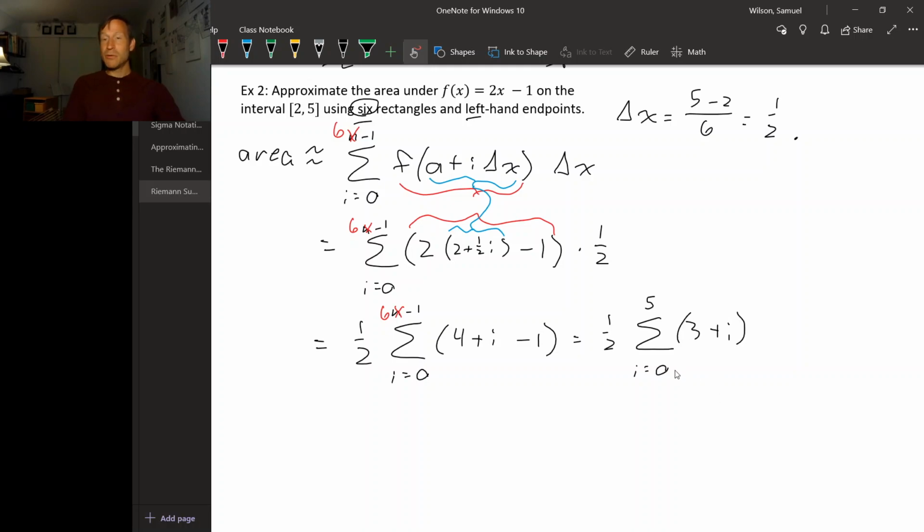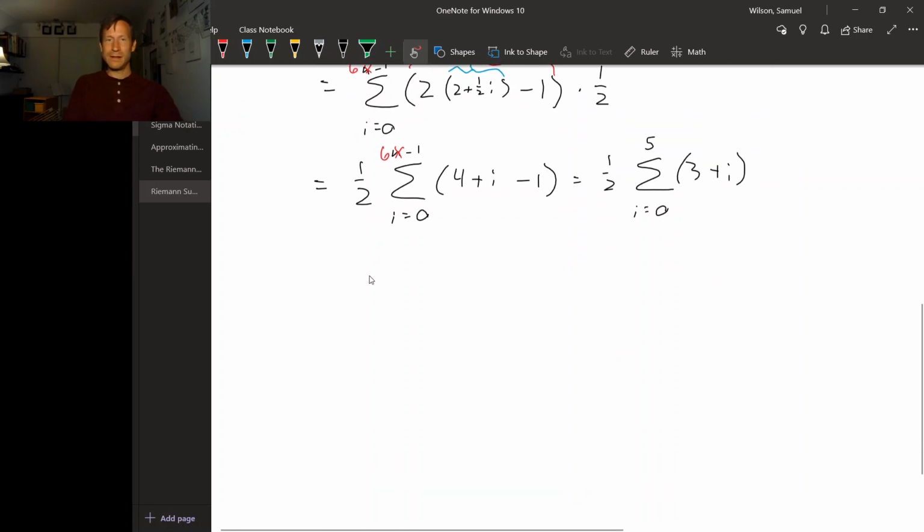All right. Now, once again, since the number of terms in this sum isn't too large, we could explicitly write out this sum. Let's do that, I guess, just to see what we get. So when I is 0, we get 3. When I is 1, we get 4. When I is 2, we get 5. When I is 3, we get 6. And when I is 4, we get 7. And then when I is 5, we get 8.